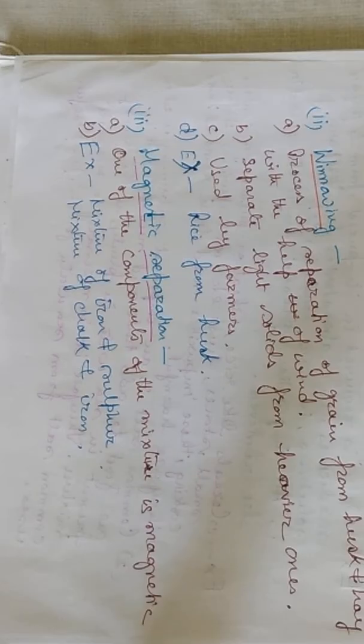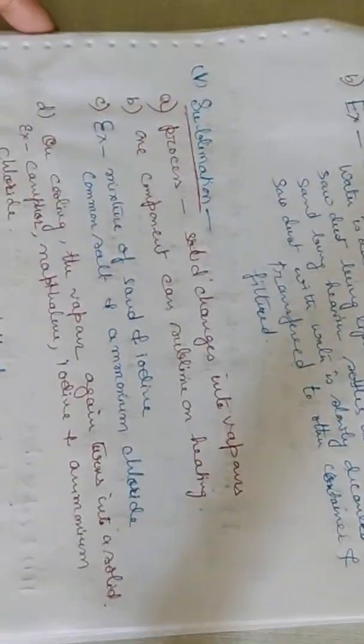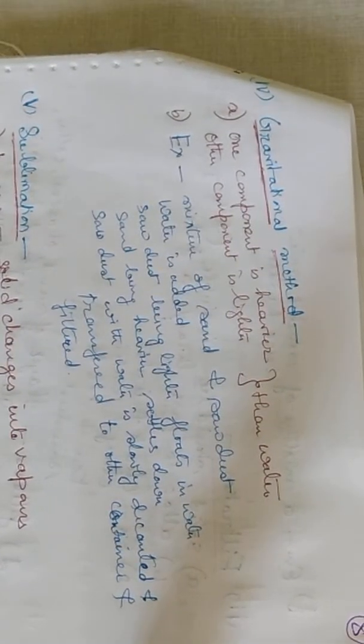Okay. For example, the mixture of iron and sulfur, where iron can be easily attracted by a magnet and can be separated from sulfur. Again, a mixture of chalk and iron. Here also iron is separated from the chalk by getting attracted towards the magnet, and the chalk remains. So this is the only criteria for magnetic separation. Then we come to gravitational method.